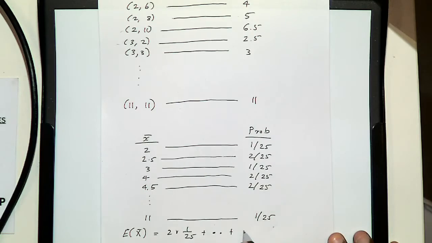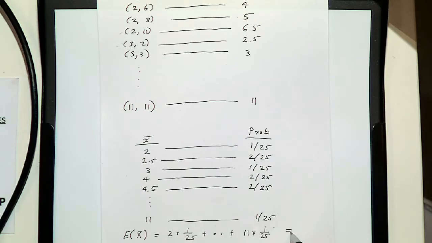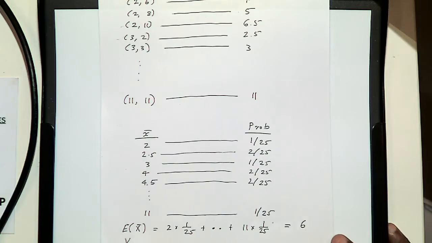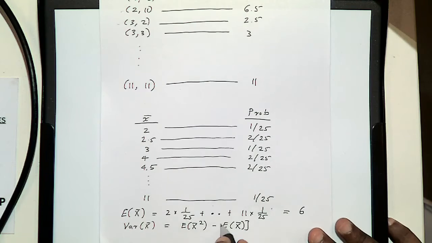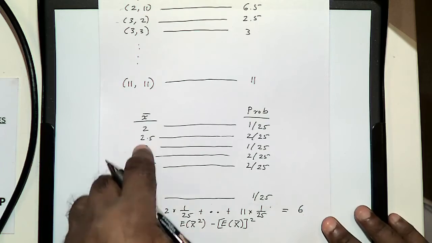Are you following me or not? Right, you just multiply these 2 columns together and add them up, and you will get what we got earlier, which is 6, right? And to find the variance of x bar, you use this formula here.